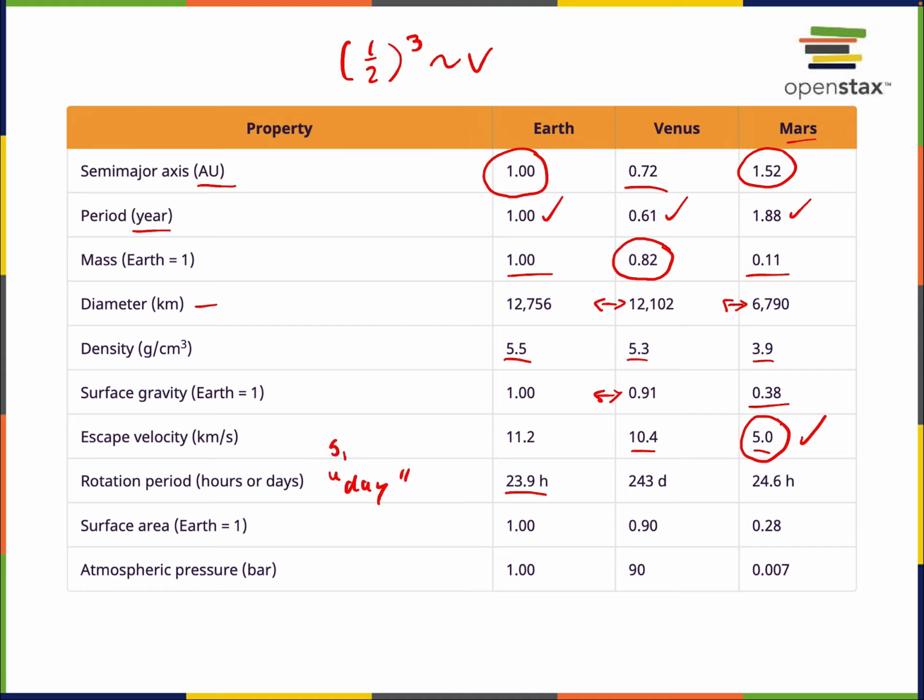Let me go ahead and write that in because we talk a lot about the difference. So this row right here is sidereal day. So Earth has a sidereal day of 23.9 hours. Look at Venus, 243 Earth days. Its sidereal day is incredibly long. Venus rotates very, very slowly. And Venus rotates in a clockwise manner.